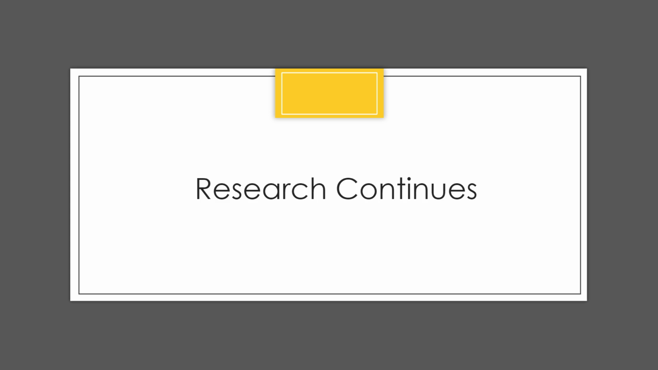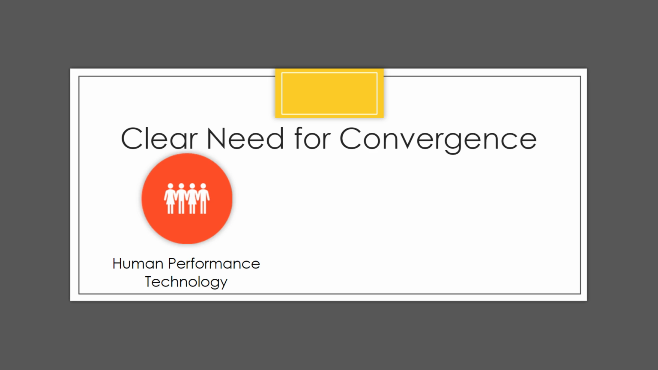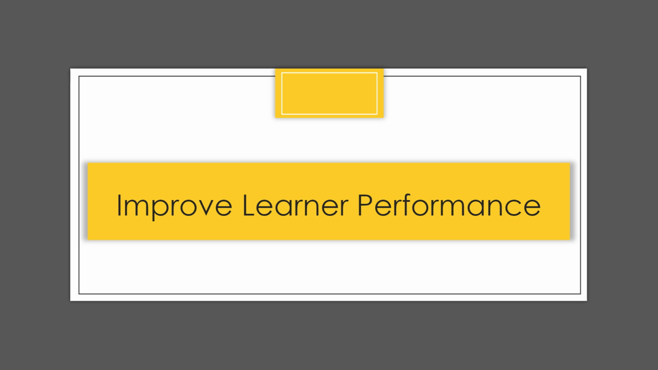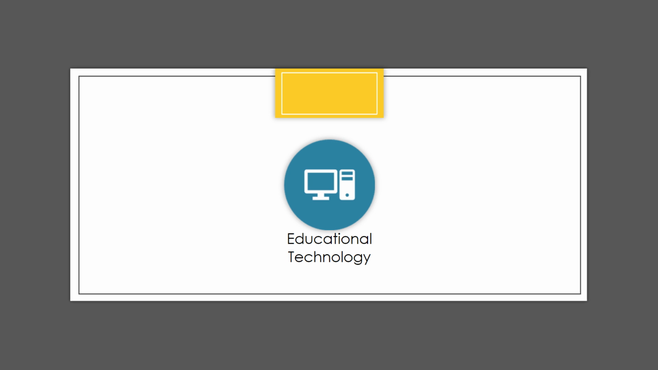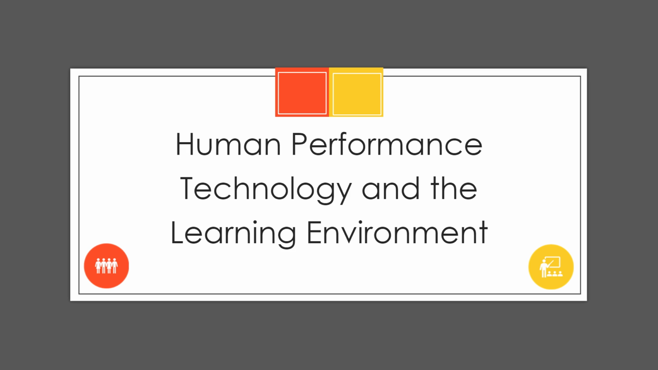As the field progresses, research indicates a clear need for converging the fields of human performance technology and the learning environment for the sake of improving learner performance. Additionally, the application of educational technology in the traditional classroom accentuates the potential for improving performance. Human performance technology and the learning environment.